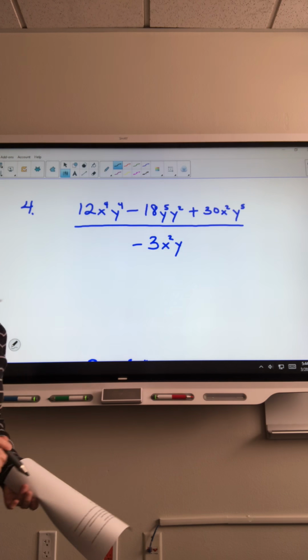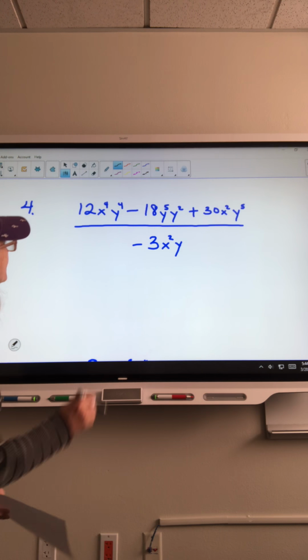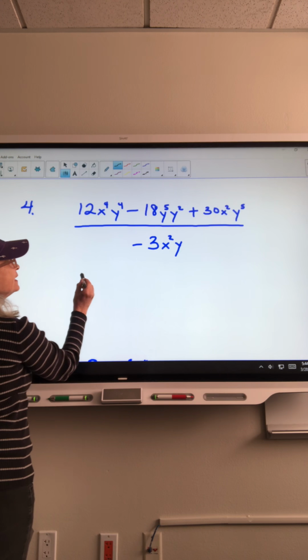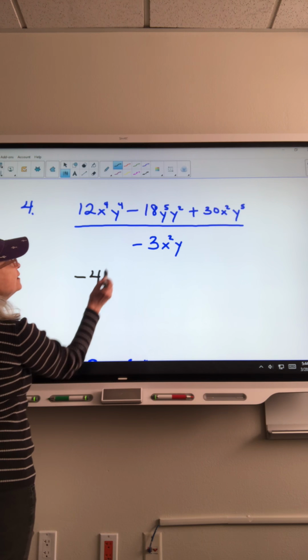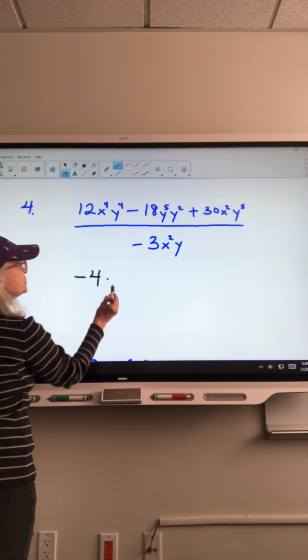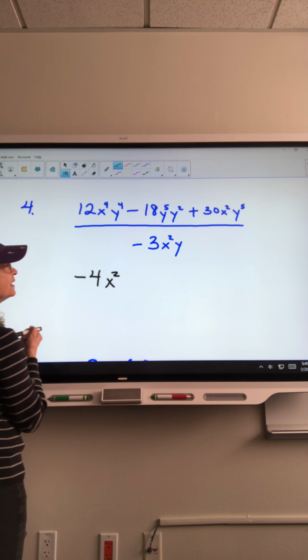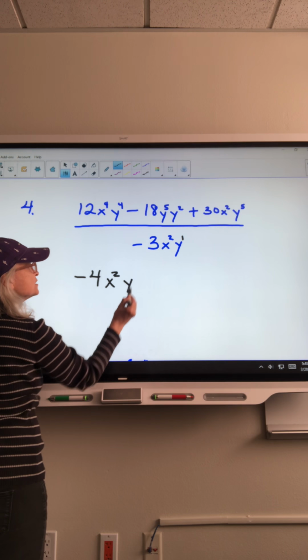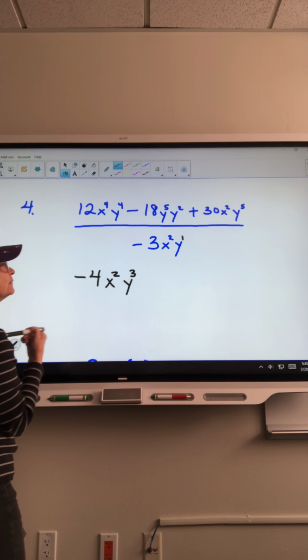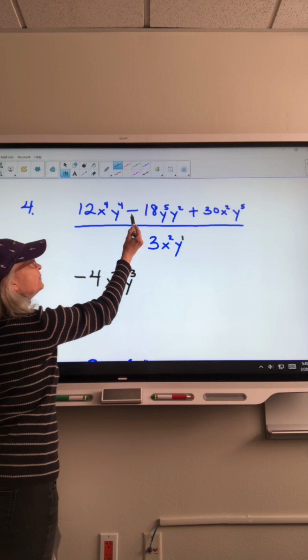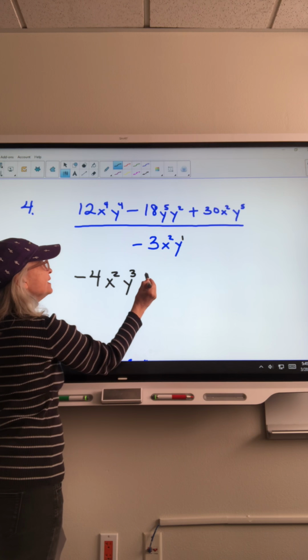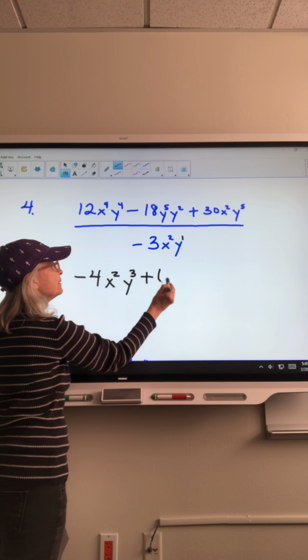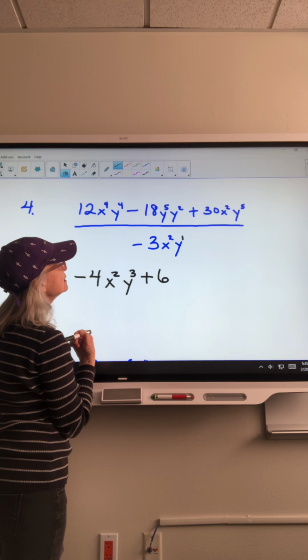Okay, let's go ahead and go over number 4. 12 divided by a negative 3 is a negative 4. 4 take away 2 is 2, so we've got x squared. 4 take away 1 is 3, so we have y cubed. Okay, then we have a negative 18 divided by a negative 3, so that's going to be a positive 6.